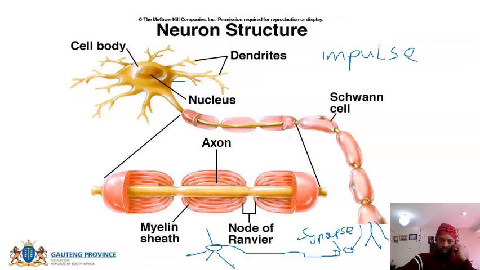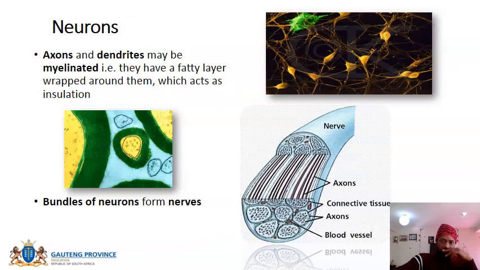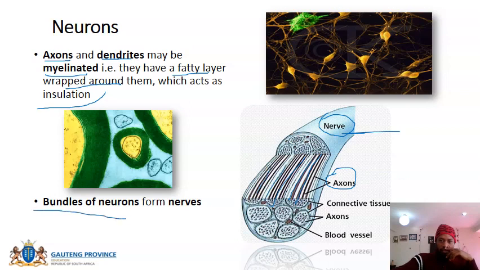So, just a recap of what we were explaining earlier. We have myelinated axons and dendrites, which are fatty and wrapped around them and act as insulation. I explained that already. Now, when we look at a nerve, it is simply a bundle of axons that form a nerve fiber. So in one nerve fiber, we have many neurons, many axons that are passing through there. A bundle of neurons forms a nerve.